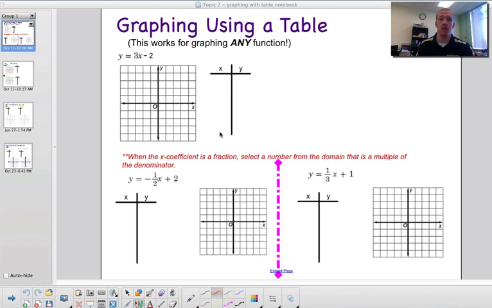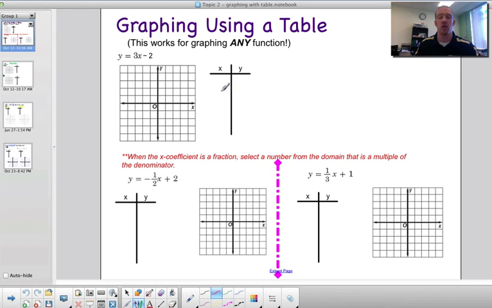Alright, so here's an easy one, guys. Topic 2, graphing using a table. So basically, all you're going to do is just make a table of values. You can pick any x's you want and solve for the y's, and that'll give you the points to plot. Alright, so let's start with -1, 0, 1, 2.